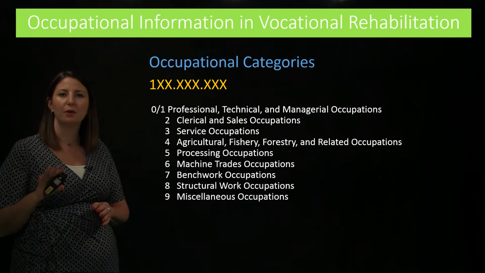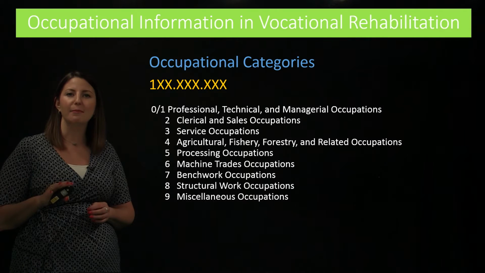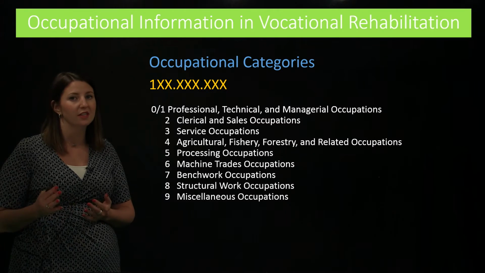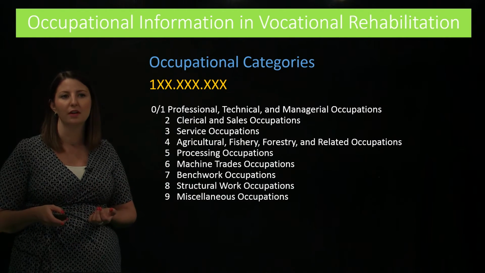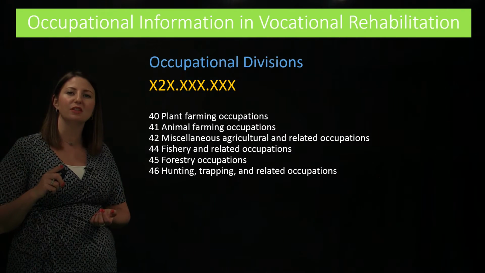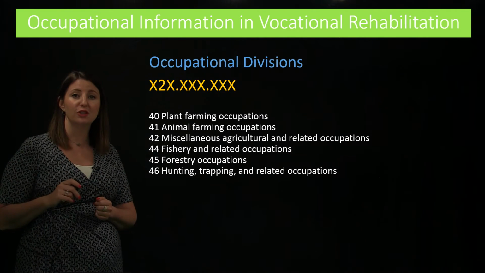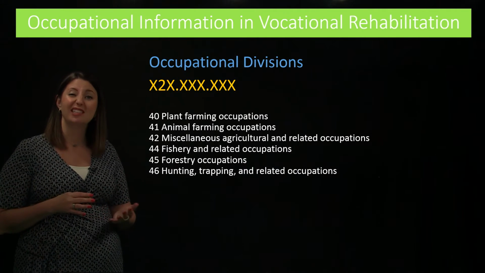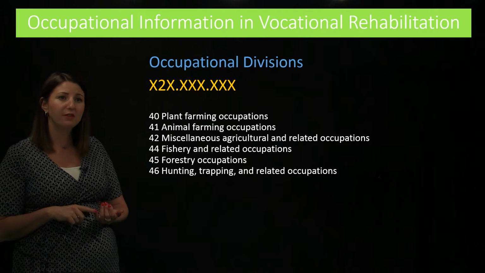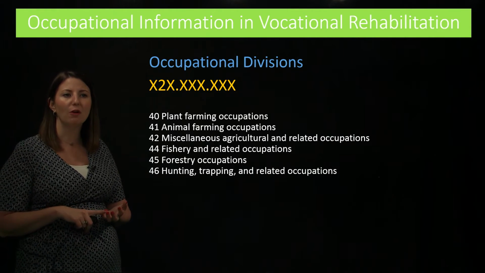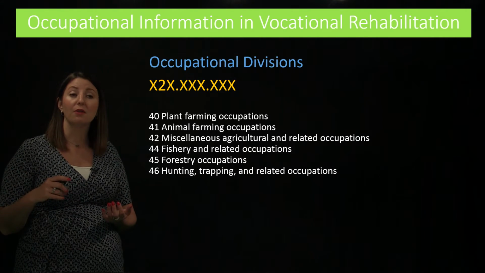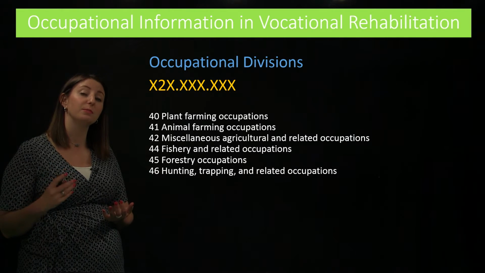So let's say, for example's sake, I want to pursue jobs that are in the occupational category of agricultural, fishery, forestry, and related occupations. So that first digit of their code is always going to be a 4. Now I'm looking at occupational divisions within that same category of fisheries, foresters, etc. You can see that within that category, all these divisions exist. So you could have plant farmers, animal farmers, miscellaneous agricultural and related occupations, fisheries, forestry, hunting, etc. This is what the first 2 digits could look like for a specific job.